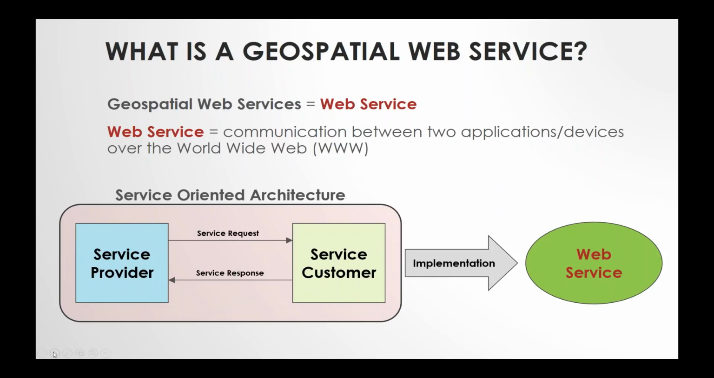A web service is an implementation of a service-oriented architecture, and this simple diagram gives you an example of a service customer making a request, and I think I may have my arrows reversed here. So the request would come from the customer and go to the provider, and there would be a response back. Sorry about the reversed arrows. So a web service is just an implementation of a service-oriented architecture.